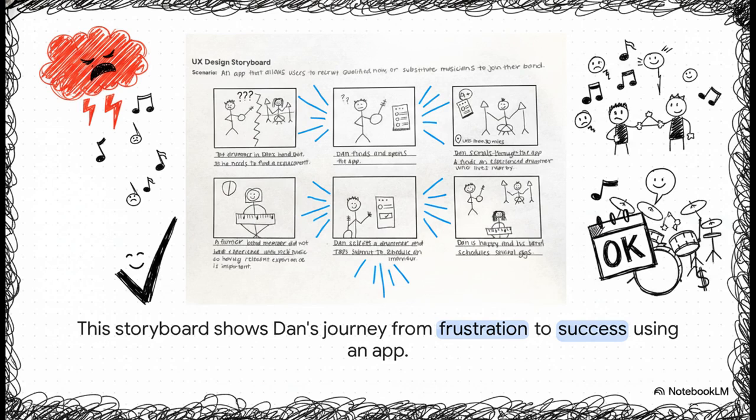In the next few frames, we see him using an app to find a replacement. See, this isn't just a process. It's a story of frustration turning into relief. It makes the team root for Dan. And those happy faces in the final frames say it all. The app solved his problem and the band is booking gigs again. That is the power of storytelling.